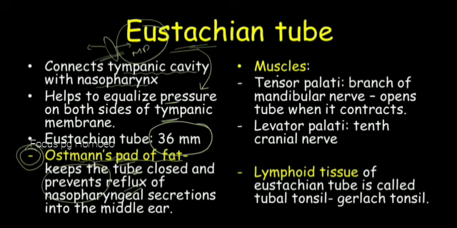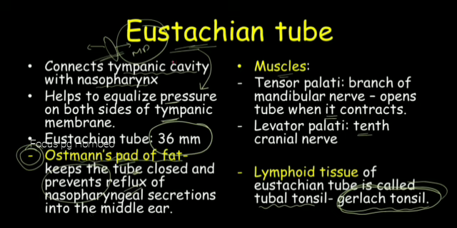And then comes the muscle, and here it is tensor palatii, that is a branch of mandibular nerve. It helps in the opening of the tube whenever it contracts. And levator palatii, and it is supplied by the 10th cranial nerve. And here there is a lymphoid tissue of Eustachian tube, which is also called tubal tonsil or Gerlach tonsil. Try to remember this, also known as, okay. Every time they used to ask MCQ out of it. So a few direct questions we may expect in this type of question.